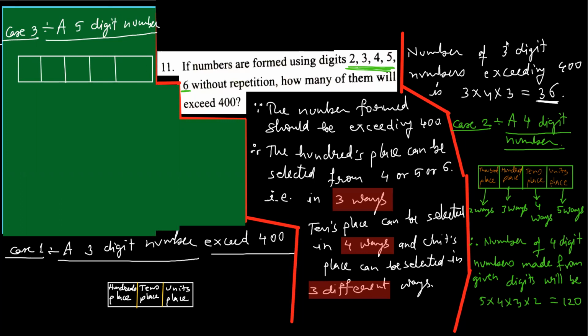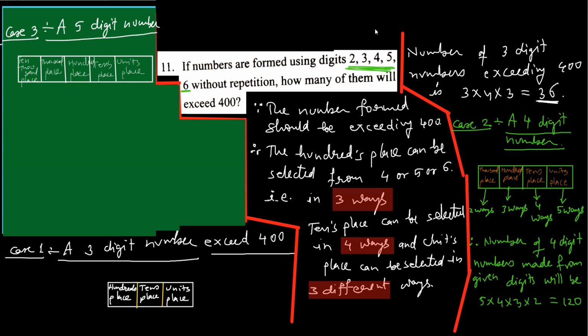Very simple. In a 5-digit number, we will have units place, then tens place, then hundreds place, then thousands place, and this is 10,000 place. Okay.